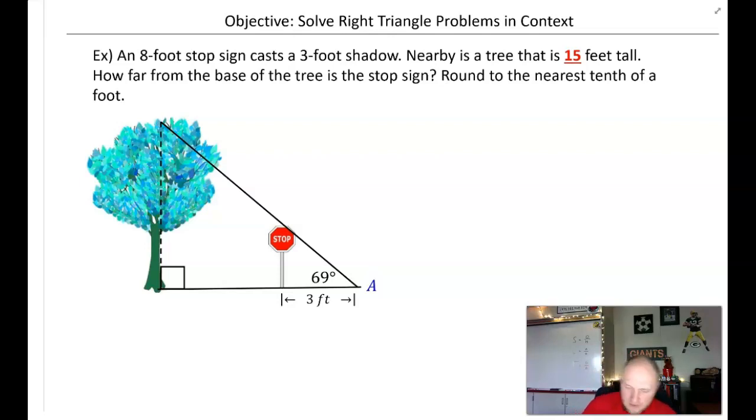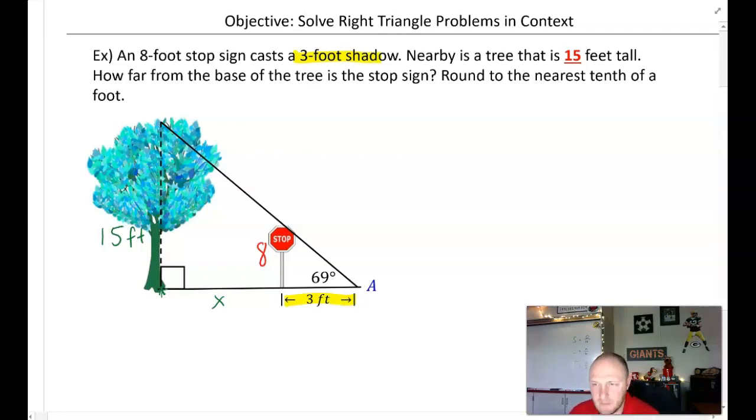All right, so they give us some information. They say, hey, the stop sign here, that's 8 feet. It casts a 3-foot shadow, so that is given here. And then they say nearby is a 15-foot tall tree. So this tree is 15 feet tall. They want to know how far from the base of the tree is the stop sign. So here's the base of the tree. That's this distance right there, x.